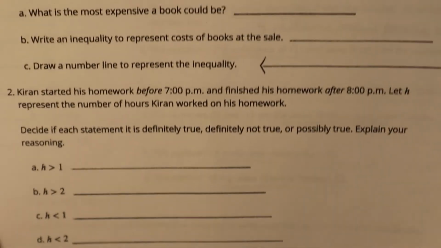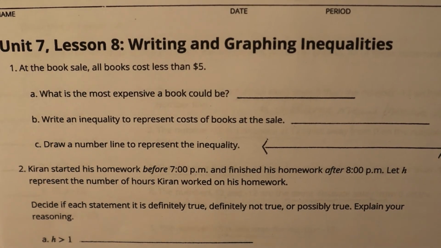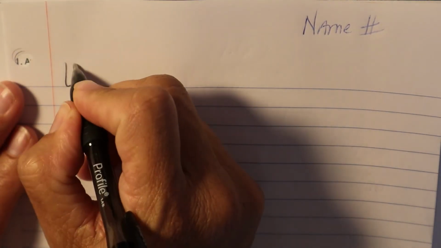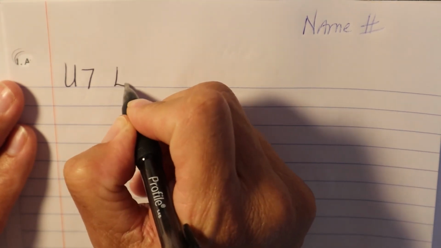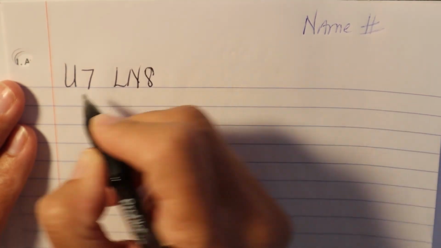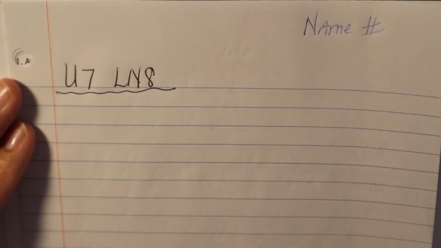Okay, welcome back, guys. Hopefully you have your homework completed. Remember, you're doing your homework on a lined piece of notebook paper. You should have put your name and your number in the upper right-hand corner. And on the top line, you should have written Unit 7, Lesson 8. Again, I will be collecting these when we return to school.